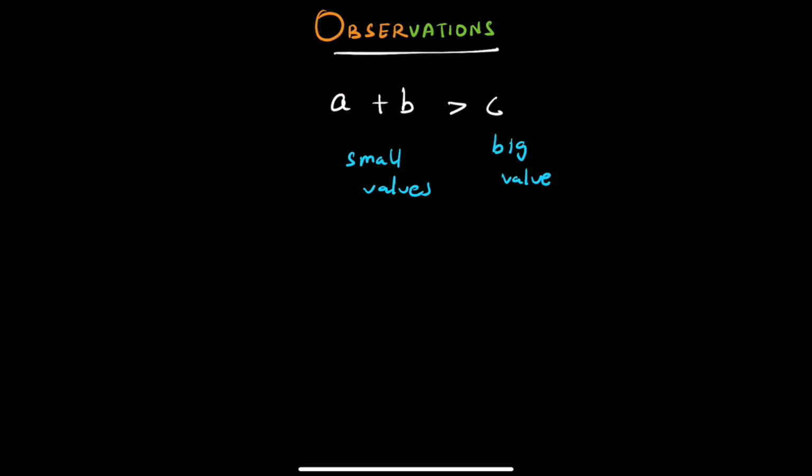So if we try to understand this in terms of an example, let's suppose a as 3, b as 4, c as 5.